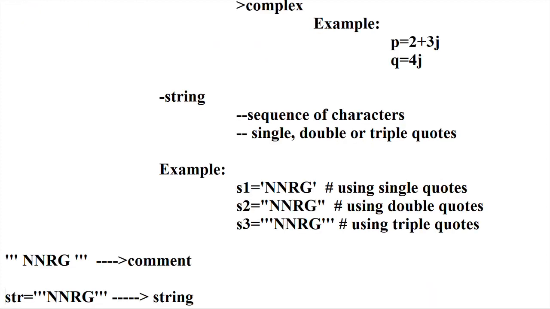And next, complex. Complex numbers are written with a j as the imaginary part. Here we are seeing the example: j taking as an imaginary part. Next standard data type is string. The string can be defined as a sequence of characters represented in the quotation marks. In Python, we can use single, double, or triple quotes to define a string.